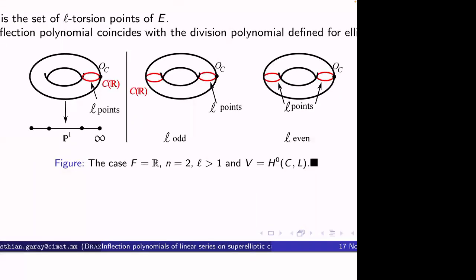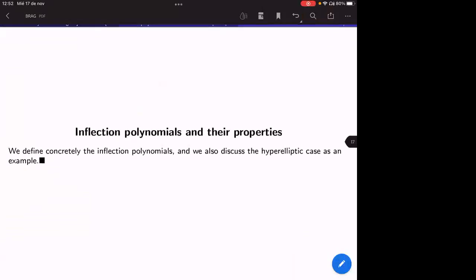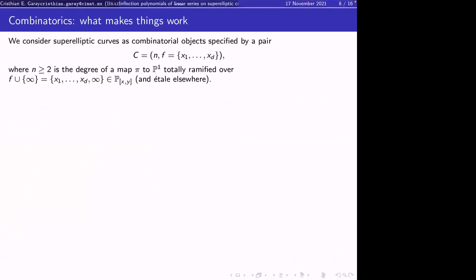Okay. So now let me go to the second section. I will try to define these polynomials for you in more general cases, but not so general, just to exemplify the properties. Here I want to stress how we were able to go to such a general situation in which the field practically becomes irrelevant in some sense. And what makes things work, as I said here in the title, is combinatorics.